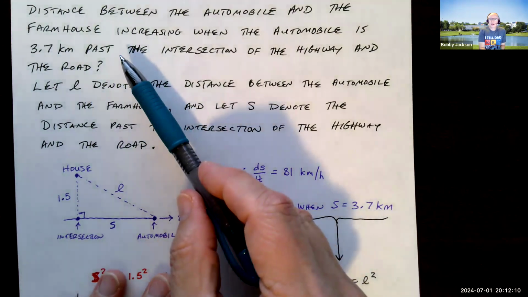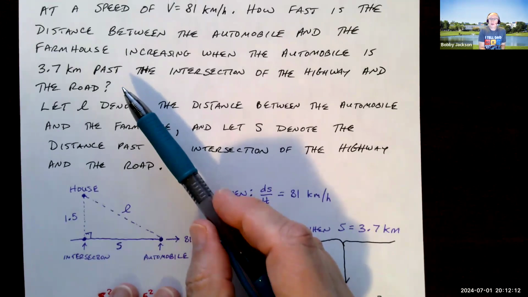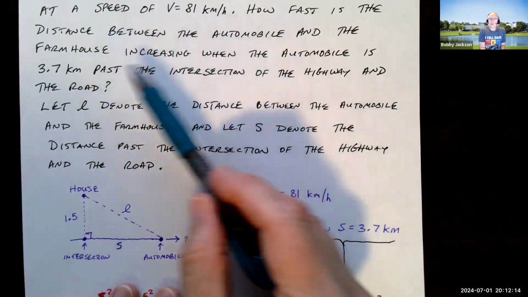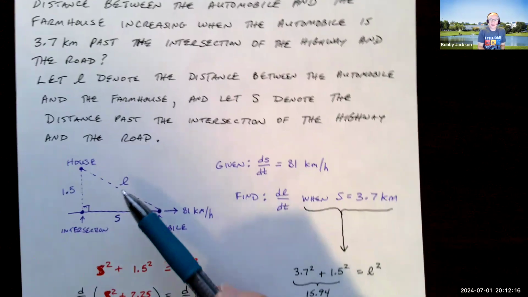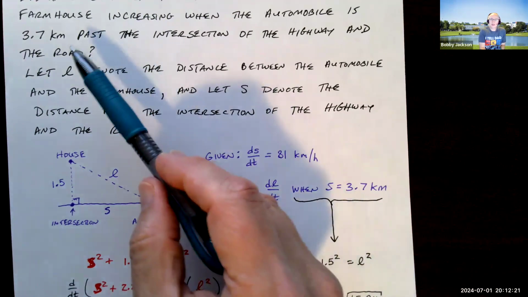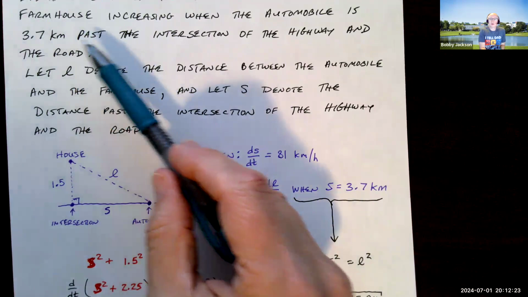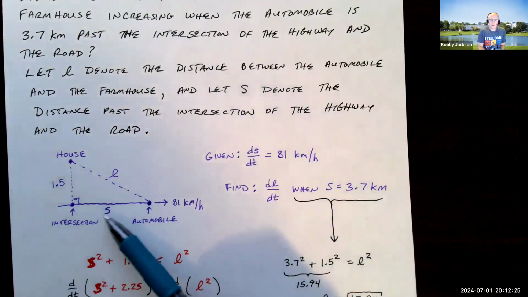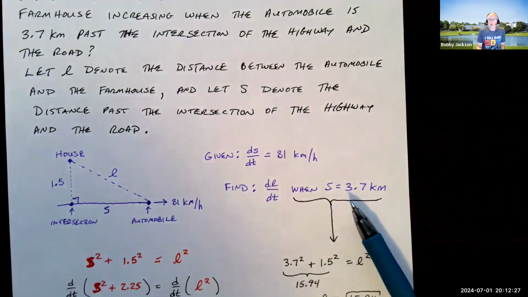And we're asked to find how fast the distance between the automobile and the farmhouse is increasing. So that's L, right? That's the rate of change of L, dL/dt. And we're to find it the instant the automobile is 3.7 kilometers past the intersection. So that will be when S is 3.7 kilometers.